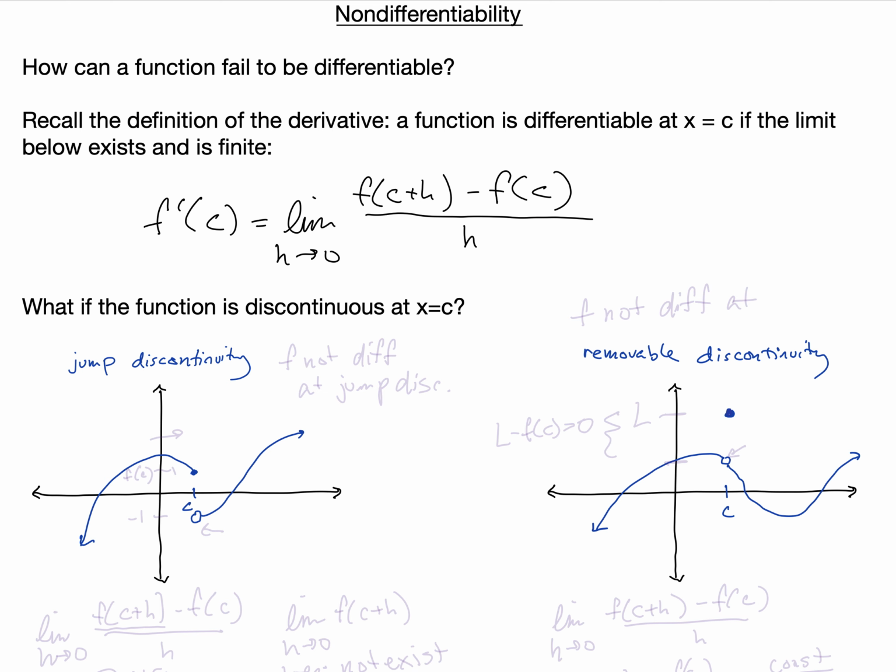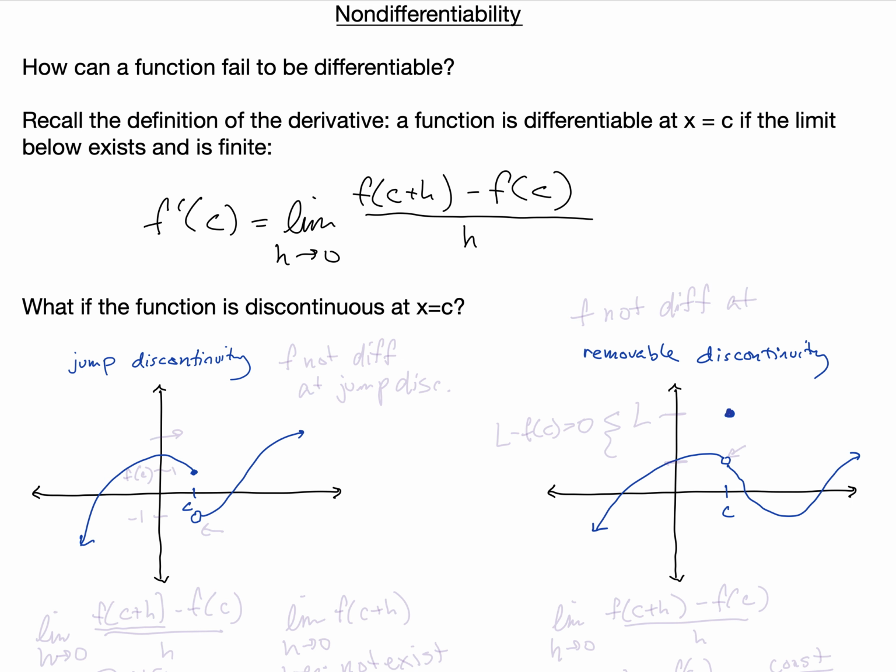In this video, we're going to talk about ways that a function can fail to be differentiable. So recall the definition of the derivative. A function is differentiable at x equals c if the limit below exists and is finite: the limit as h goes to 0 of f of c plus h minus f of c, divided by h.